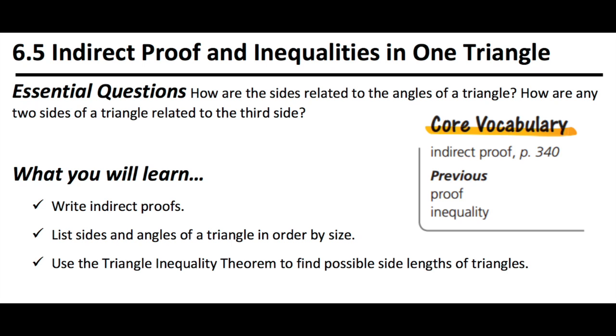6.5 Indirect Proof and Inequalities in one triangle. The questions we're going to look at answering today are: how are the sides related to the angles of a triangle? And we're going to discuss and figure out how are any two sides of a triangle related to the third side. Core vocabulary that we're looking at is indirect proof, proof, and inequality.